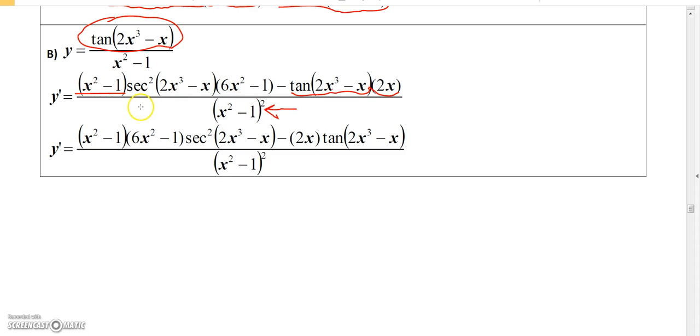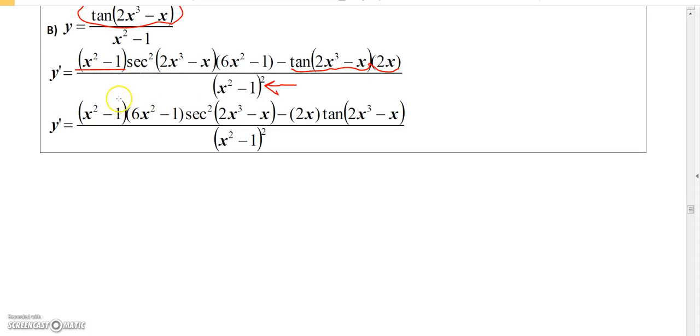Now the last step, again, I was just rearranging the order of these. So I went ahead and put the x squared minus 1 and the 6x squared minus 1 out here in front of the secant squared factor. And then on the second term, I moved the 2x in front of the tangent factor, which may not be a big deal to your professor, but I usually like to put polynomials to the left of trig functions so that you don't get caught up thinking that this 2x is part of this argument. So anyway, that clears that up.